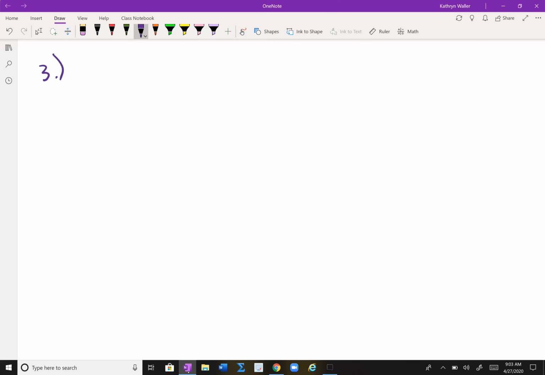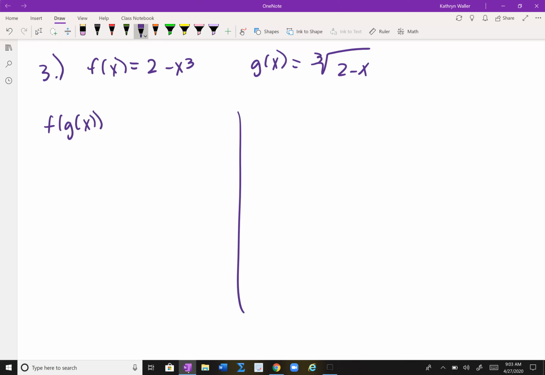Show that they are inverses by finding these things, okay? So here's your f of x. Here's your g of x. So I need to find f of g of x, and I need to find g of f of x. And it says show that they're inverses. So remember, if they're inverses, those are both supposed to be equal to x. And it says show, so I know it's going to work. Sorry, if it said determine if, that would be a different story, okay?